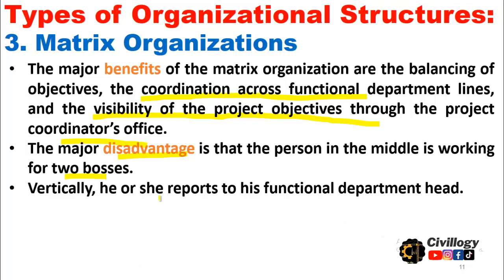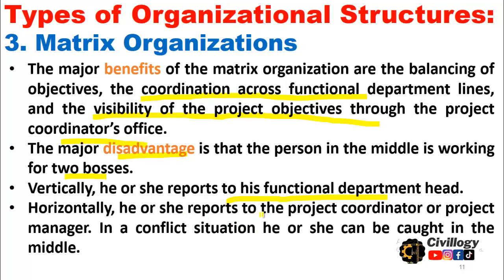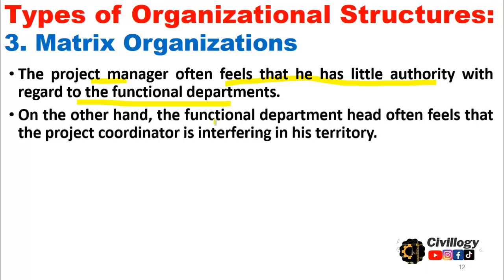Vertically, he or she reports to his functional department head, and horizontally he or she reports to the project coordinator or the project manager. In a conflict situation, he or she can be caught in the middle. The project manager often feels that he has little authority with regard to the functional departments. Here project director or project coordinator, okay, project manager means project coordinator as I explained in the chart. On the other hand, the functional department head often feels that the project coordinator is interfering in his territory.